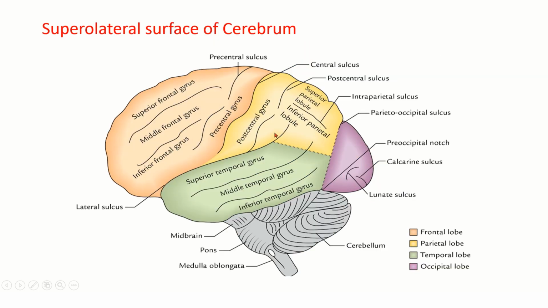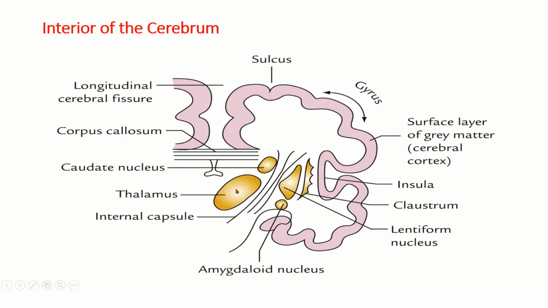These are a few named gyri. You can see this is the central sulcus, and in front of it is the frontal lobe. In the frontal lobe you are seeing the superior frontal, middle frontal, inferior frontal gyri. You can also see the precentral gyrus. We deal with all these gyri and sulci especially when we are dealing with the features of the cerebrum. This is just for introduction purposes.